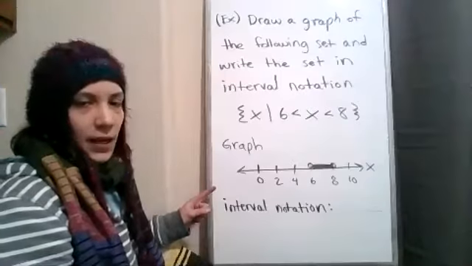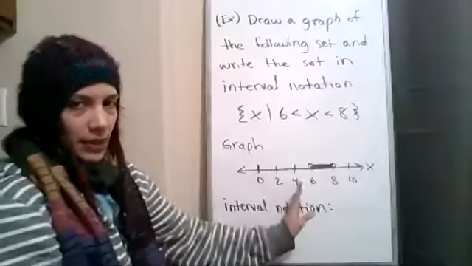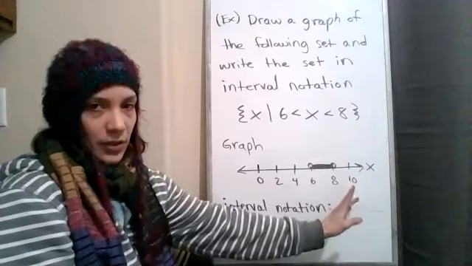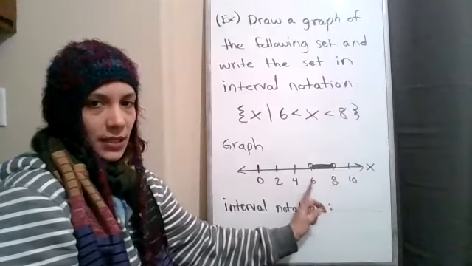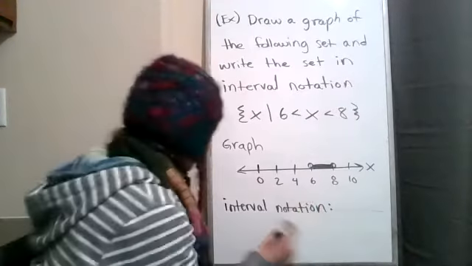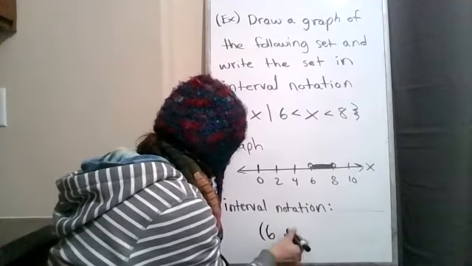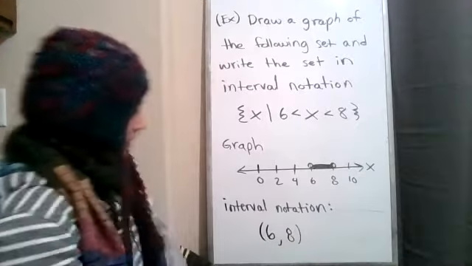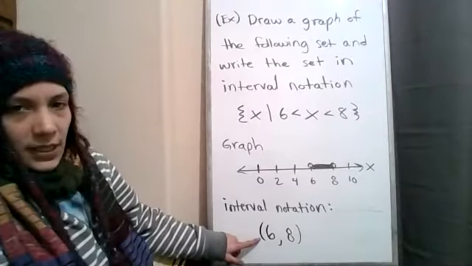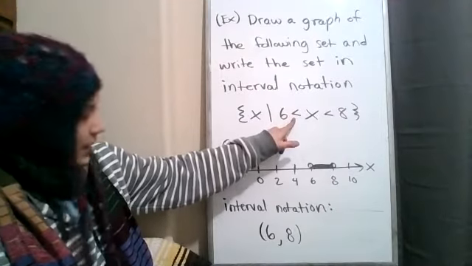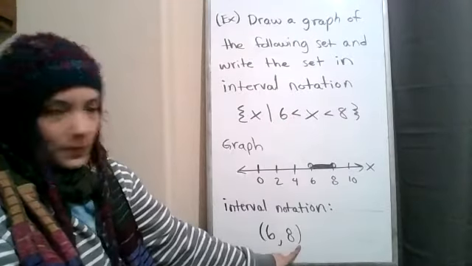Okay, and I'll put this note up in a second, but we always go from the small number on the left to the larger number on the right. So 6, and you don't include 6, and 8. So that parenthesis comes from not including 6, the strict inequality, same for 8.